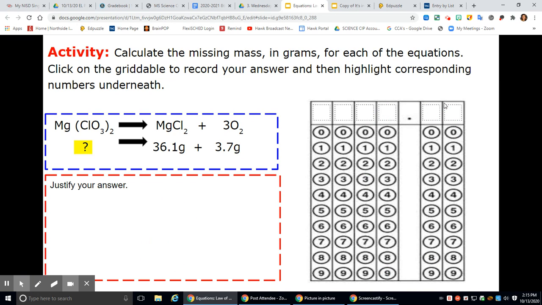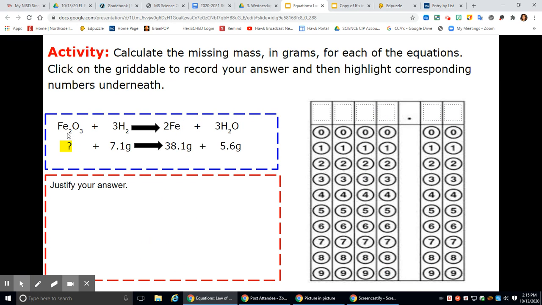And on to our next problem. So here in our reactant side, we're missing this part of the reactant. We need to understand what the mass is. Here in this part of the reactant, we have 7.1 grams. These two substances react and they're going to produce this product. Here you see the mass of this product is 38.1. The mass of this product is 5.6 grams.